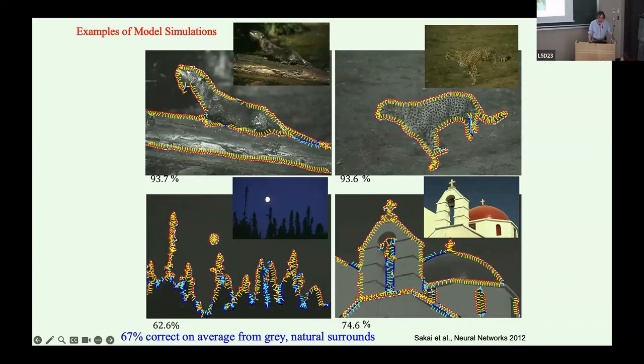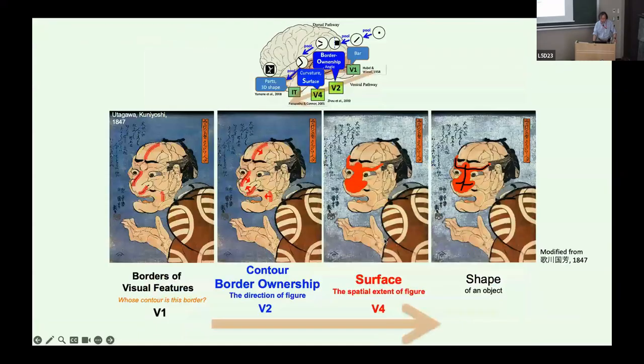For example, in this closed region, we often see a figure inside a closure, and so does the model. But it was actually a window, as you can see in this original image. It was a window, so the correct ownership should go to the building, not to the window. But we often see this as one object, and so does the model. So I have briefly shown what's happening in V2. Specifically, contours are constructed based on the estimation of border ownership. Now, I'd like to move on to the next area, V4.